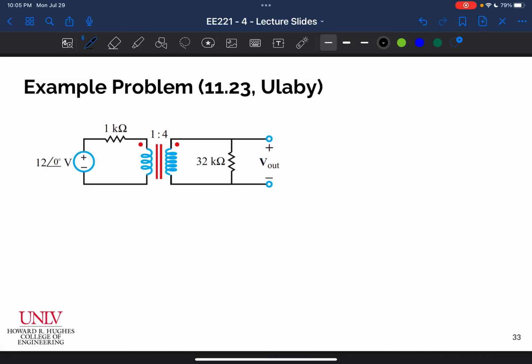All right, so I'm going to solve this problem again, but this time we're going to use a little bit different of a method. I want to show you how you can actually transform impedances and voltages across a transformer to create a new equivalent circuit.